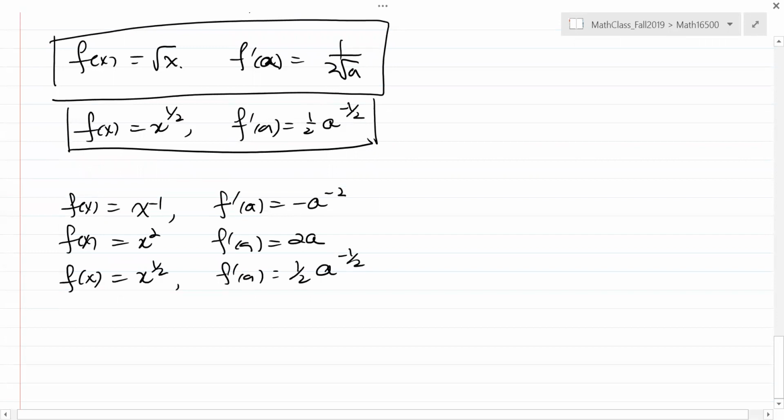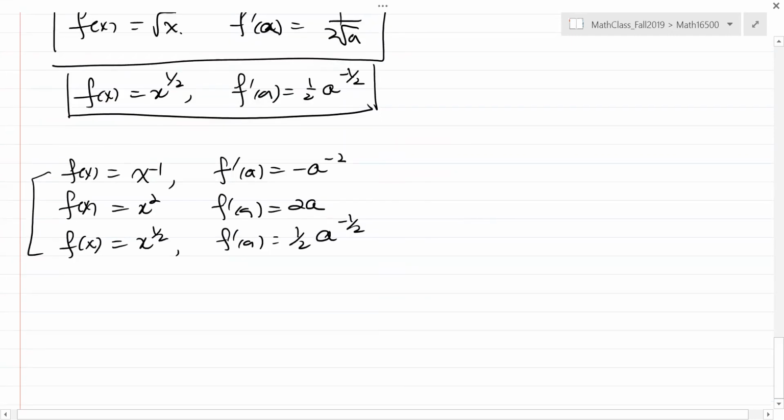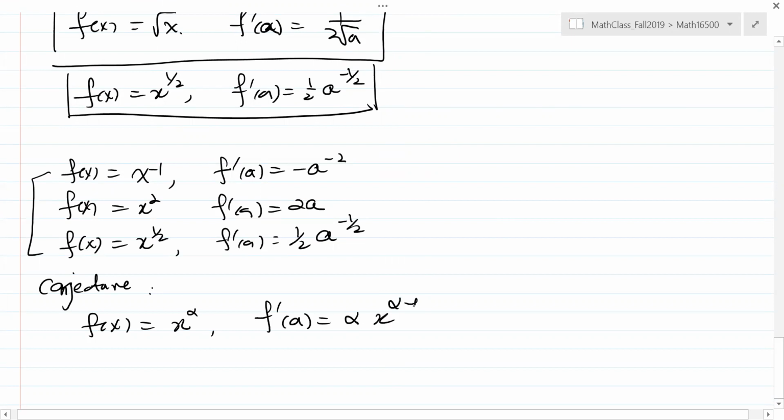Okay, so I find out, I make a conjecture. I look at those 3. Then my conjecture is, if f of x equals x to the alpha, then this should be, oh, doesn't matter, just put a k on that. Then this will be alpha times x to the power decreased by 1. Yeah, decreased by 1. So if it's originally 2, then 2 minus 1 becomes 1.